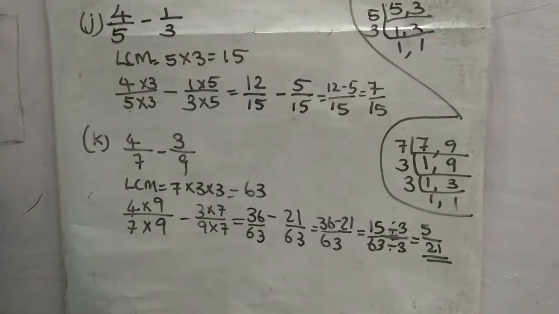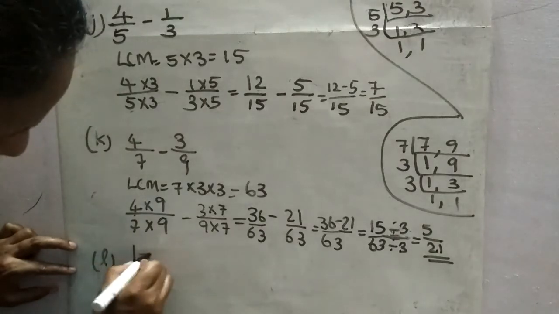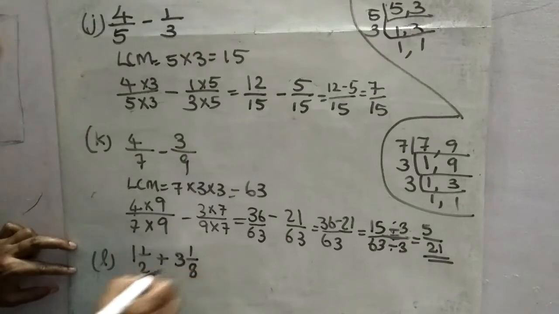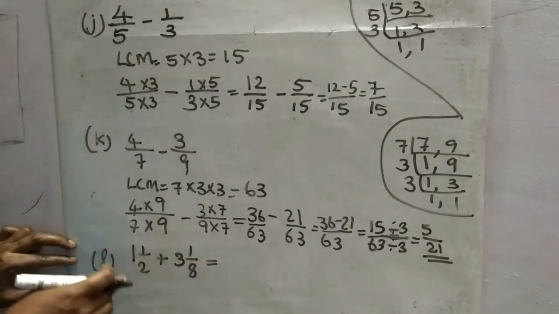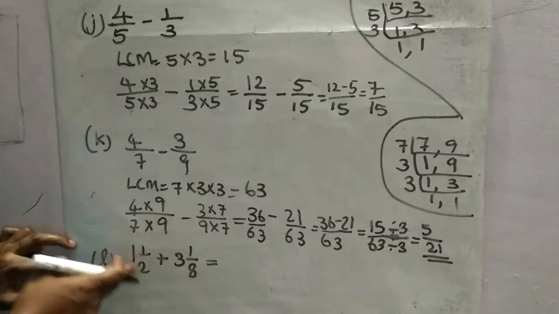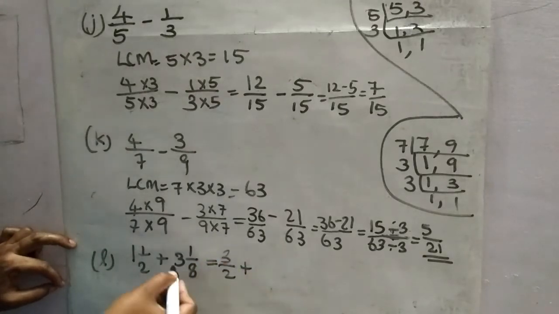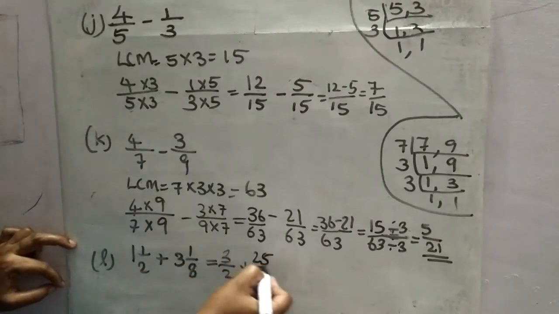Next question. 1 by 2 plus 3 and 1 by 8. First step, convert this into improper fraction. 1 2s are 2 plus 1, 3 by 2. Plus 3 8s are 24 plus 1, 25 by 8.